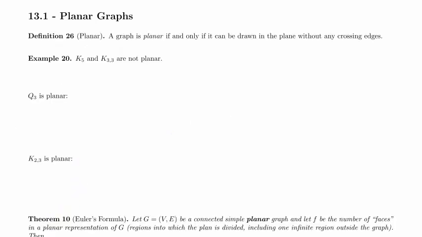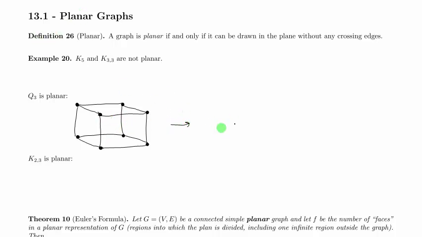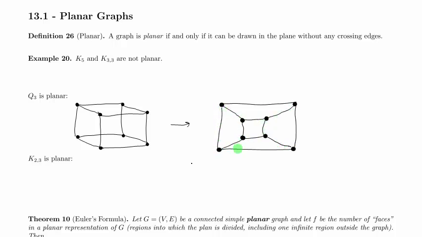Let's look at some other examples of graphs that we've seen before. Q3, that's our 3-dimensional cube. That is planar. We can have the standard way of drawing that, if we want to make it look 3-dimensional, but we can also have the representation that looks kind of like a square within a square. And that gives us a planar representation of that graph.